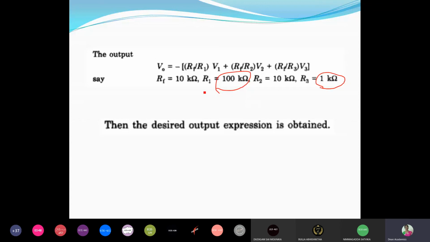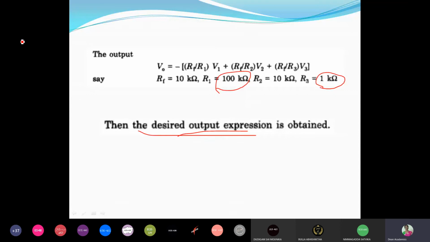Now, if you substitute these values and write the expression, you will get the desired output expression, right? Is it clear to you or not? Yes, ma'am. Okay, it is a very small, simple problem only, right? Summing amplifier. So this is what we have about the summing amplifier.